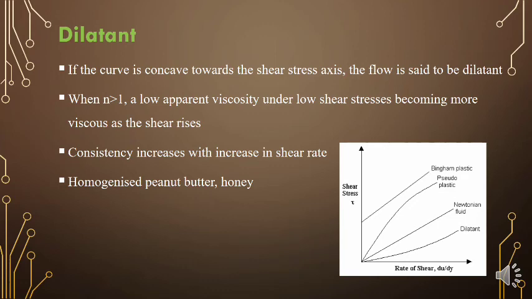Then again coming to dilatant flow. So non-Newtonian has pseudoplastic and dilatant. In relation with the pseudoplastic and dilatant, there are two types of flow or material, rheopectic and thixotropic. In case of dilatant, if the curve is concave towards the shear stress axis, then the flow is said to be dilatant. That is when n is greater than 1, a low apparent viscosity under low shear stresses, becoming more viscous as the shear rises.